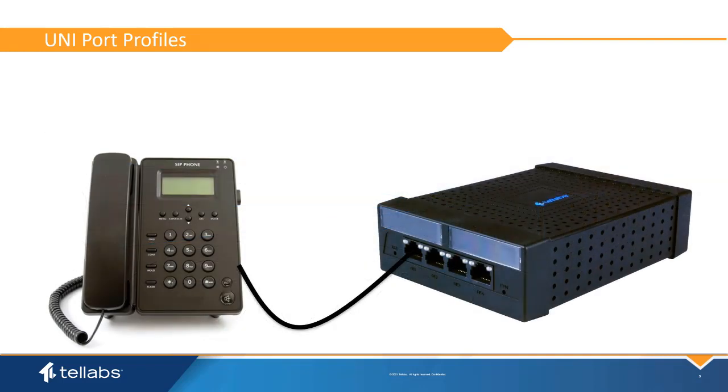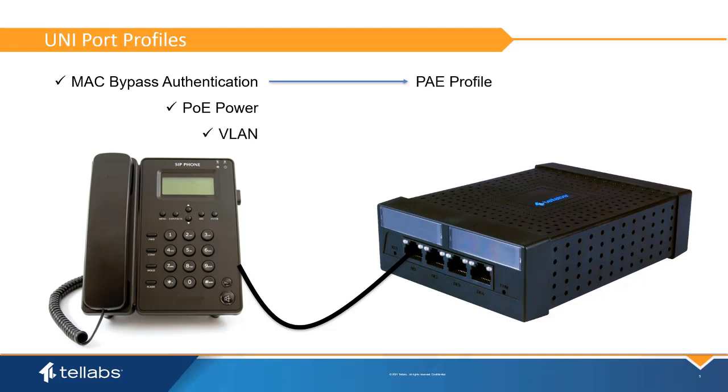For example, an IP phone may be used on a network interface. The phone may need to be authenticated. It requires power, and it may need to receive VLAN configuration. The PAE protocol can accommodate MAC authentication. The PoE profile enables and sets parameters for power. The LLDP profile allows for VLAN assignment.